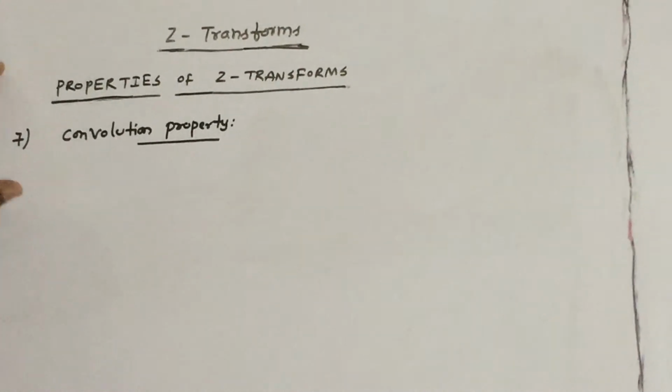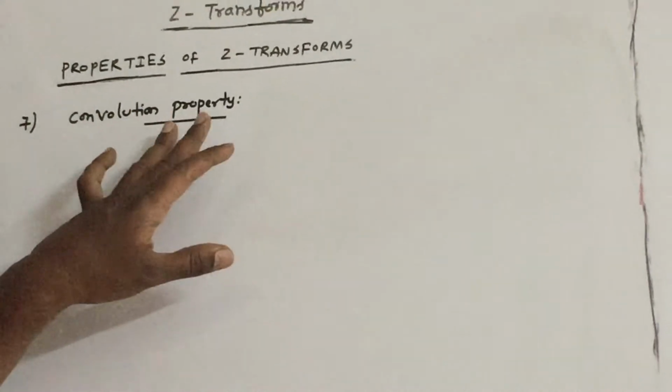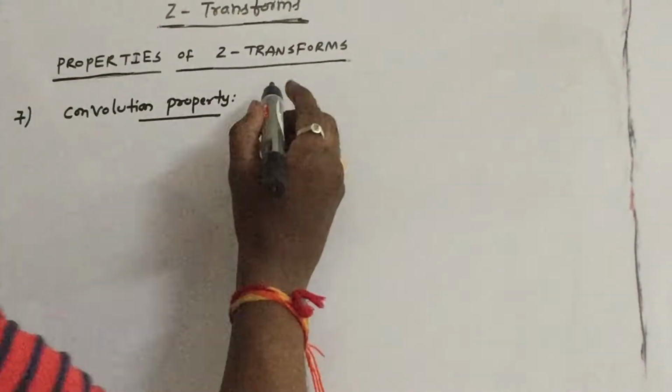Hi, let us discuss the next property of Z transform. So that is the convolution property. Very important question in the examination. Let us see this property.